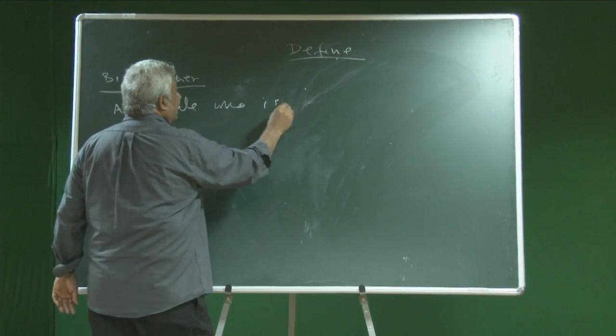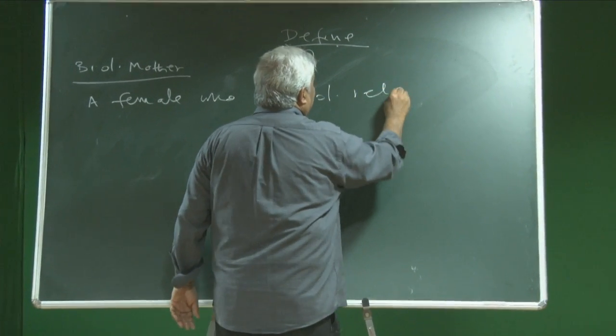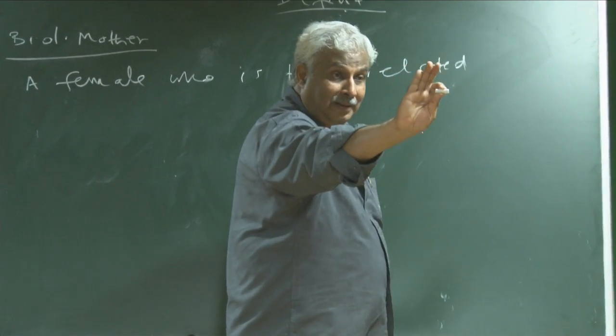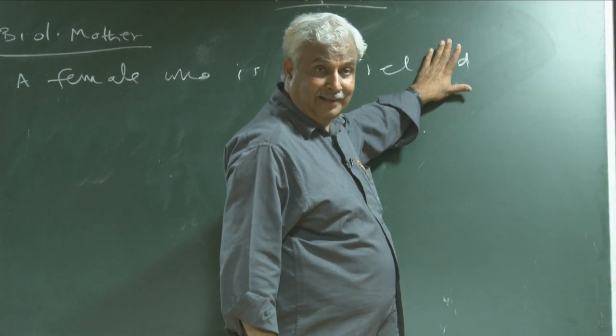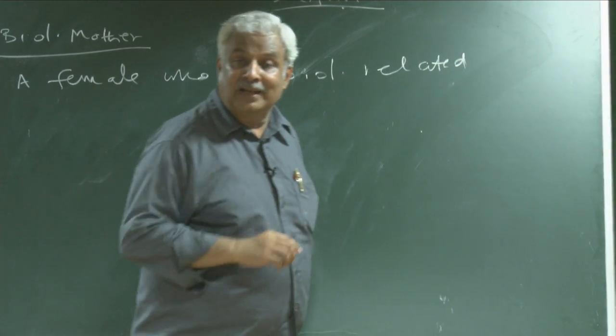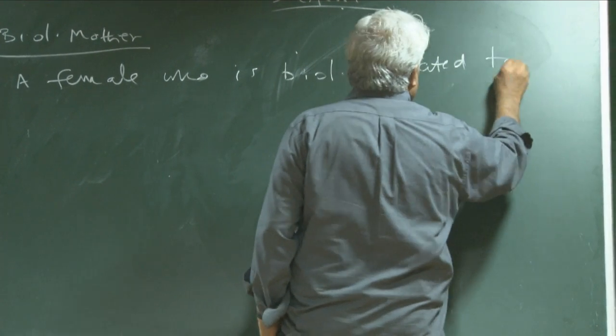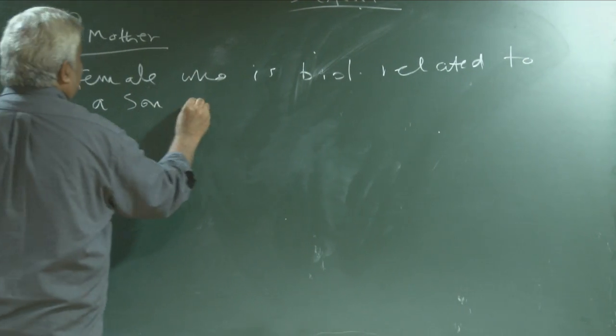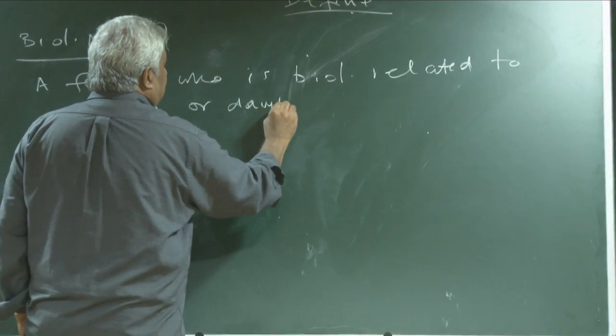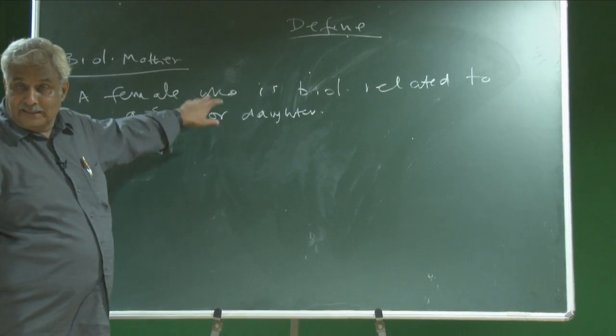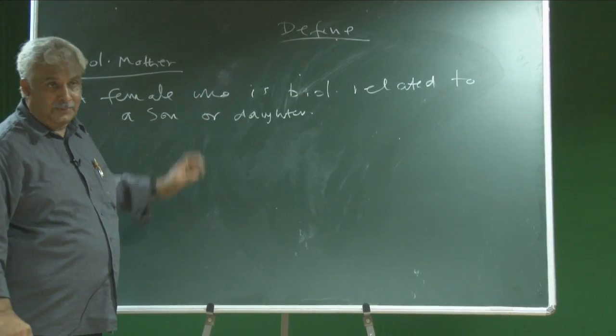He raised his hand. A female who is biologically related to a son or daughter is a biological mother. Let me wait, hold on. Let me write that down. A biological mother is a female who is biologically related to a son or daughter. Wait. No. Hold on, no, let me write this. Yeah. So I need to understand this. Biologically related to a son or daughter. Whatever. To the child. Okay. Did I write your definition? Do you want to change it? No. Okay.